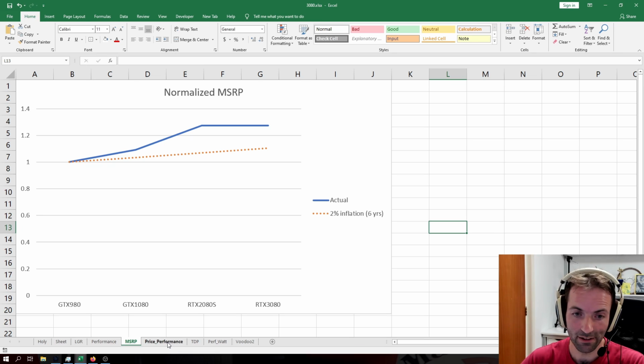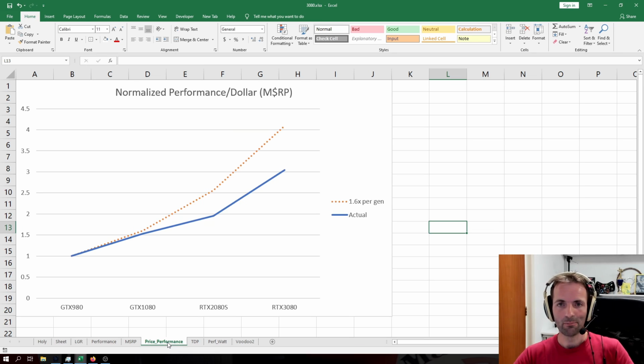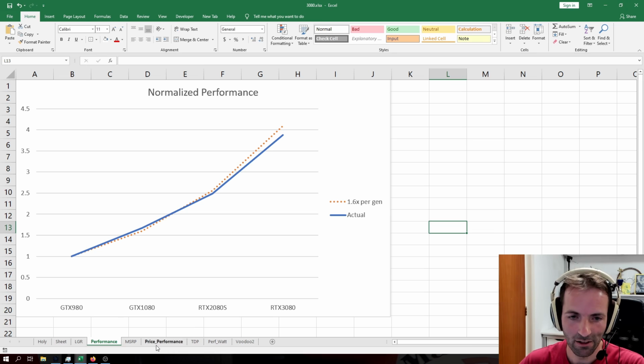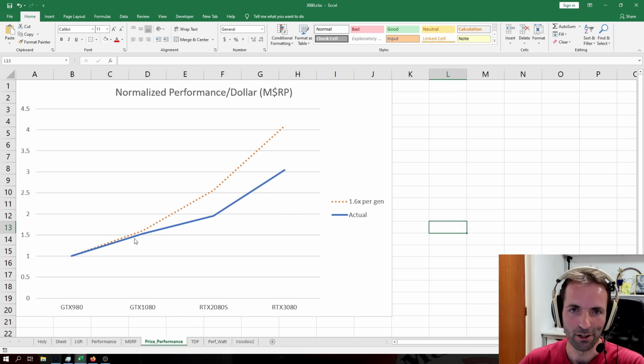Price performance gets quite a big hit. So I'm plotting this 1.6x again as the expected, because if you keep the price the same and you have that roughly 1.6x performance gain, you would expect the price to performance, performance per dollar, to stay the same as well. However, it doesn't really, because it got a lot more expensive. So your value after the 1080 is lagging behind what you would hope to expect. So this is not great either.